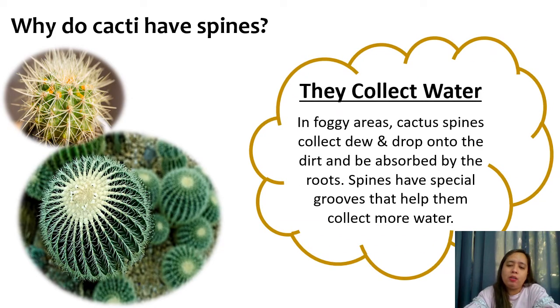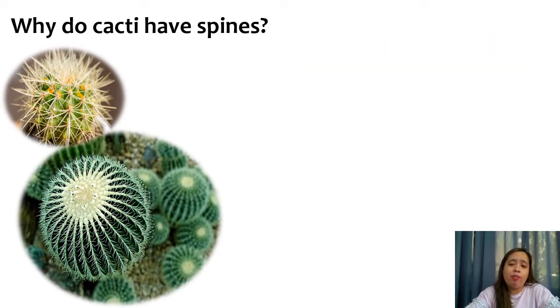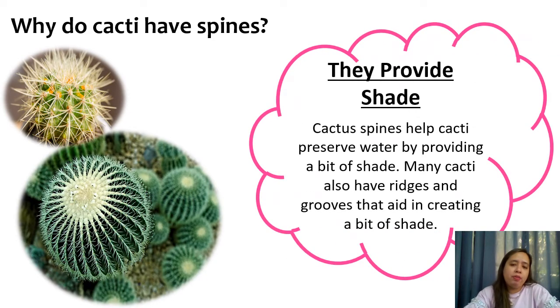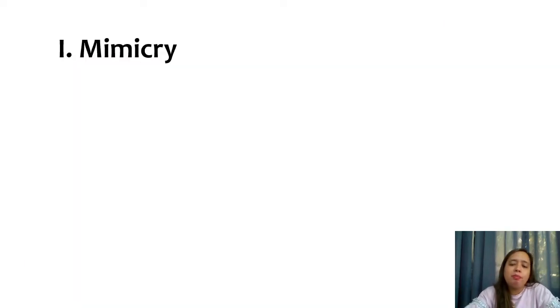So these thorns also collect water. In foggy areas, cactus spines collect dew, which drops onto the dirt and is absorbed by the roots. So it won't splash away. Even the dew in the early morning or on cold nights will go down to the roots of the cactus. So it also helps in the collection of more water. They also provide shade for the entire cactus body, and so on.